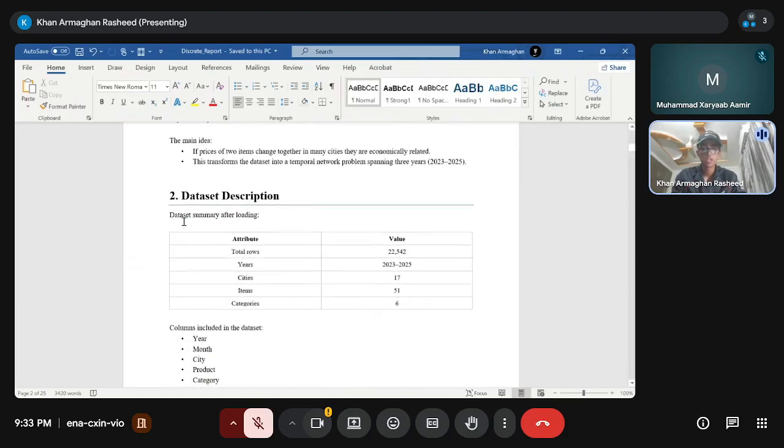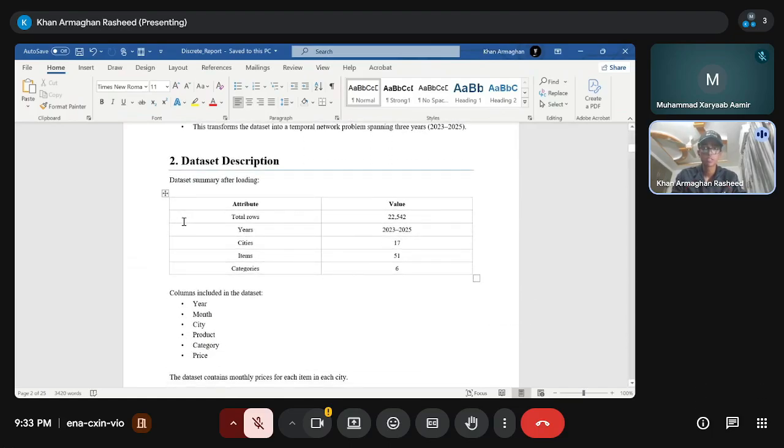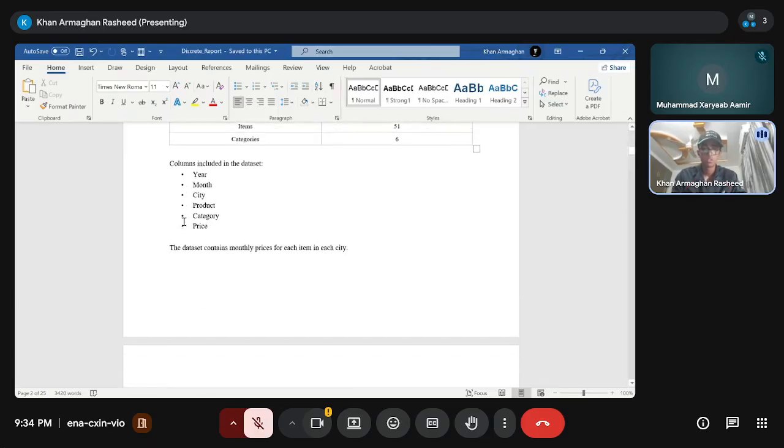Our data set included a total of, I guess, 22,000 rows of data, spanning from March 2023 to May 2025. We had data from around 17 cities, which included 51 items from six different categories that included food, fuel, utilities, and clothing. Now, this is all about the data set.